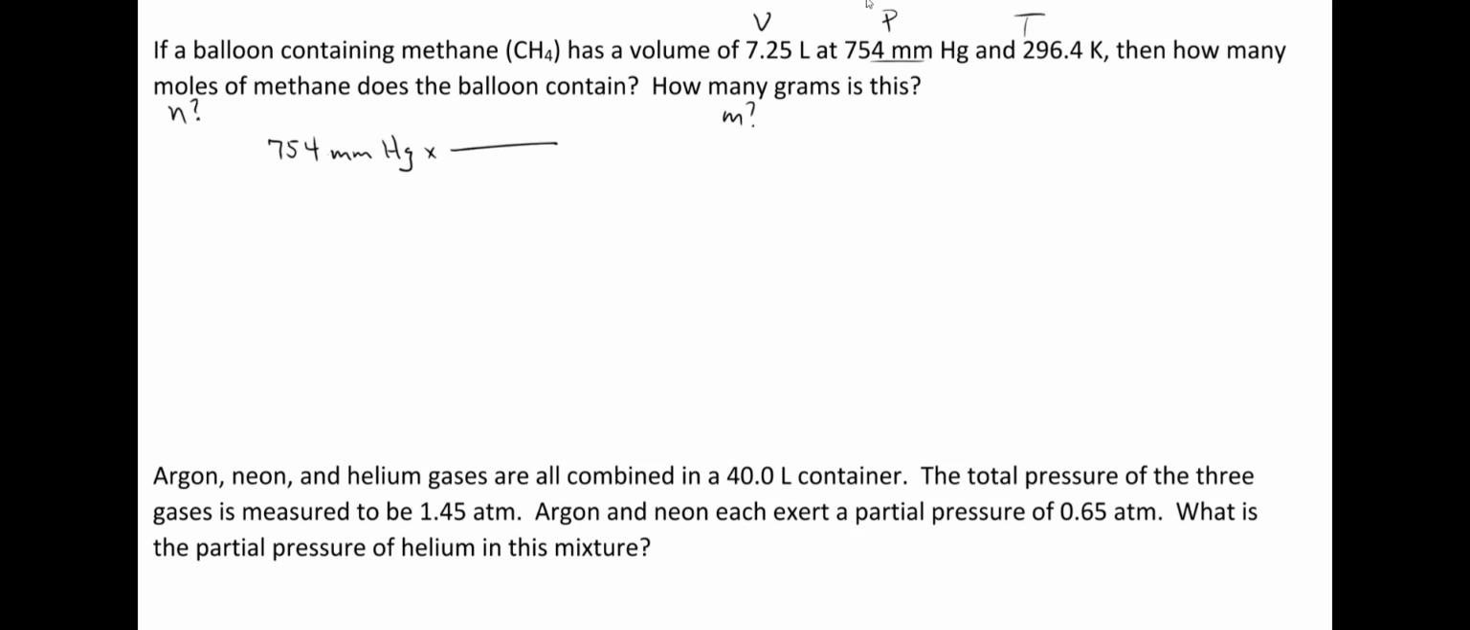We need millimeters of mercury in the denominator and atmospheres in the numerator. Remember, the equation told us that 1 atmosphere is equivalent to 760 millimeters of mercury. So 754 over 760 is going to be very close to 1. In fact, I think it's 0.993. Let's check. 754 divided by 760 is 0.992.